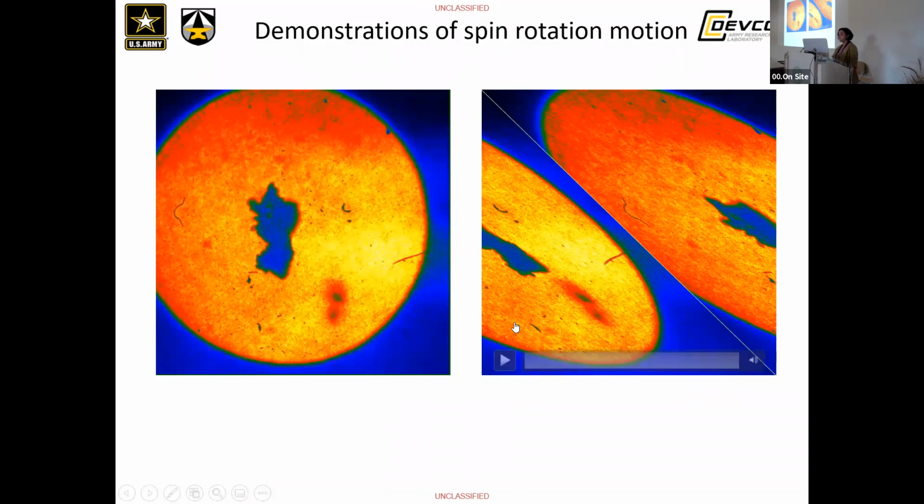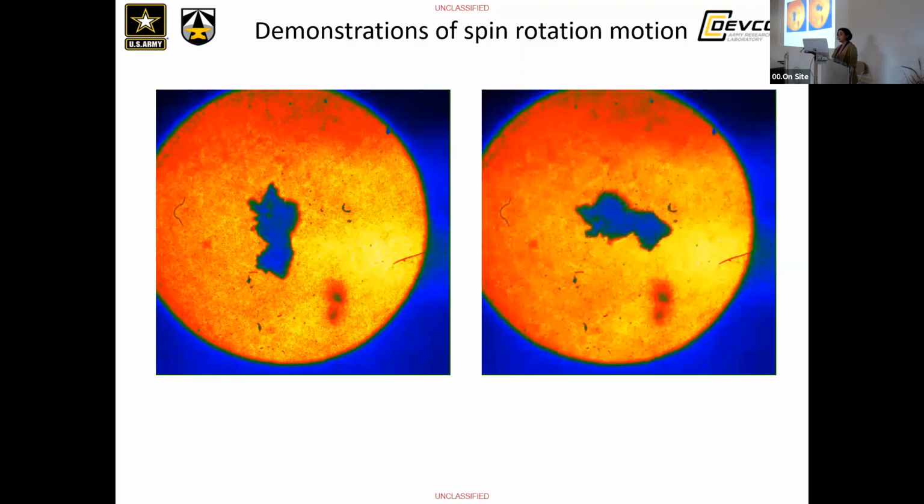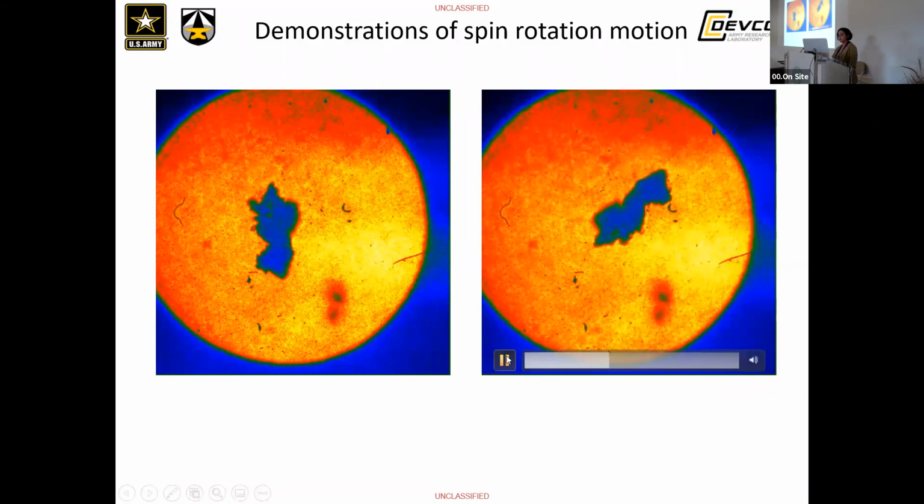And then in our next video, we're showing that we can both stop the particle at certain points and then change the direction. So we rotate the particle 90 degrees and then pause, and then another 90 degrees, and then it pauses, and then we can rotate back in the other direction. Like that.